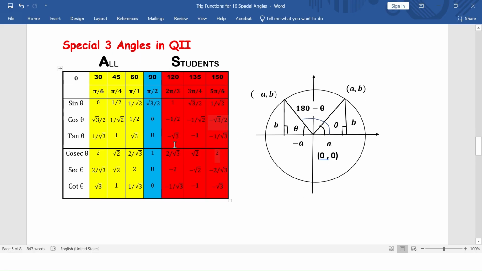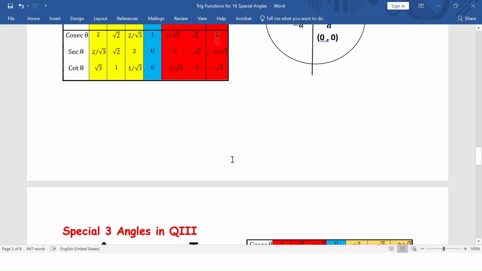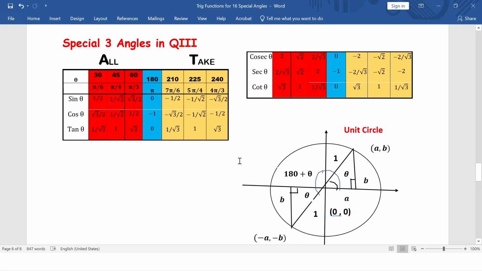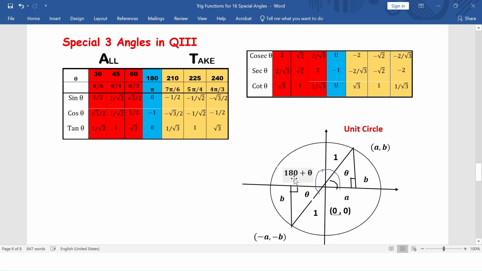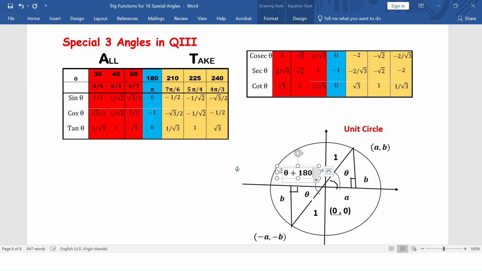Let us go on now. We have understood. Now if we go to quadrant 3, the relationship is 180 plus theta, or theta plus 180. So you add 180 plus theta. Many people would prefer to put the 180 the other side, so it's plus pi or 180.